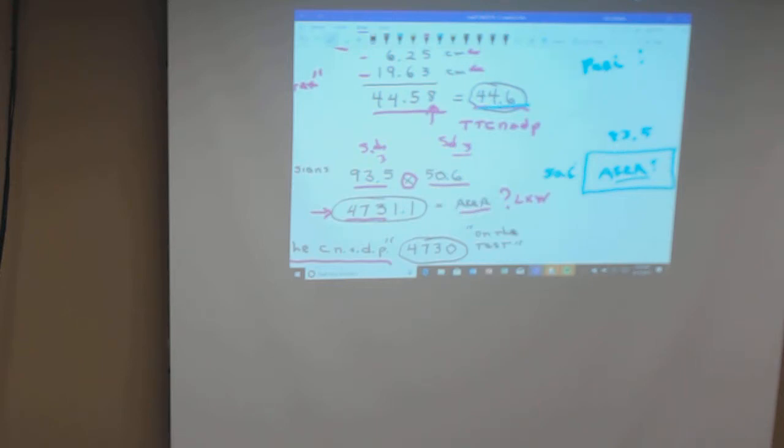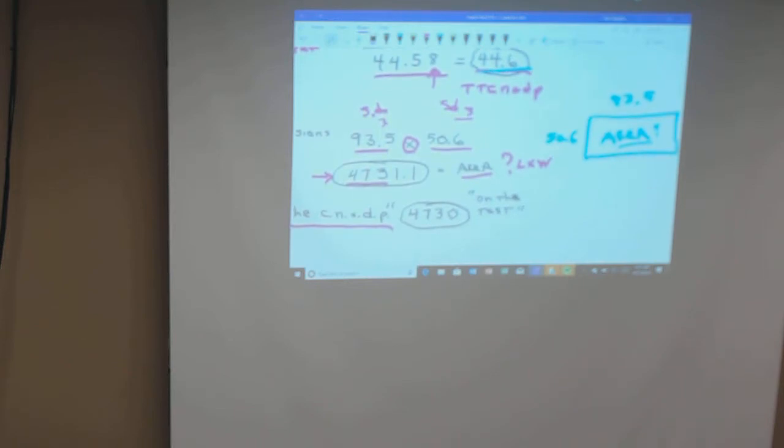But my note here says on the test it's going to say to the correct number of decimal places. Well, that's to the nearest tenth, but it didn't say to the nearest tenth. It says to the correct number of decimal places. And there's only 3 significant digits here and 3 significant digits here. So my answer can only have 3 significant digits.